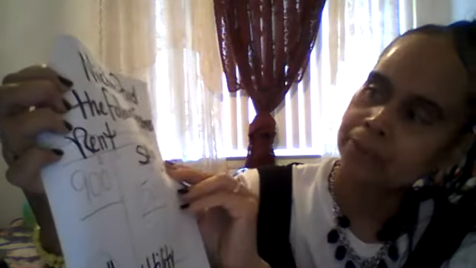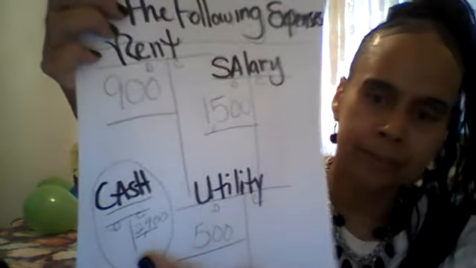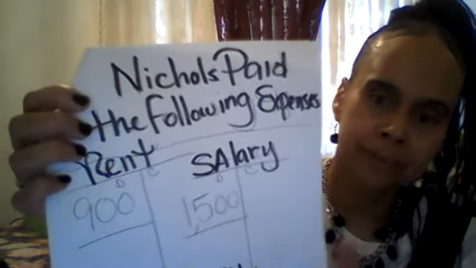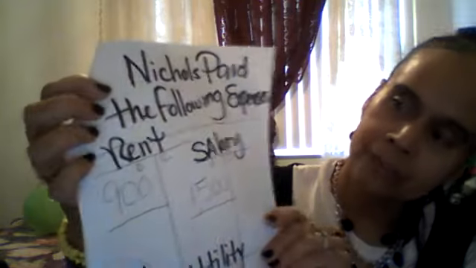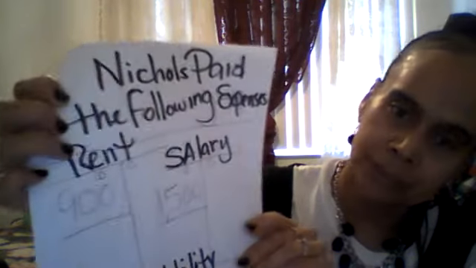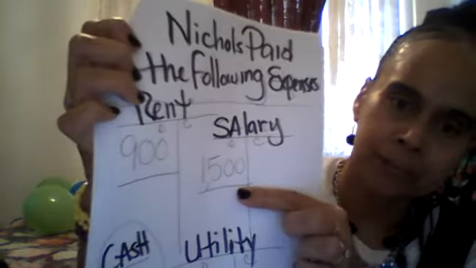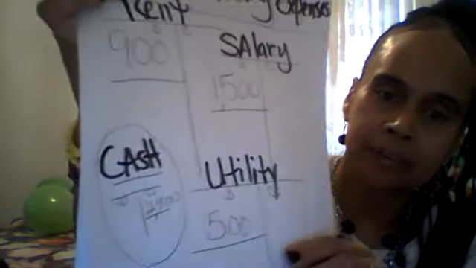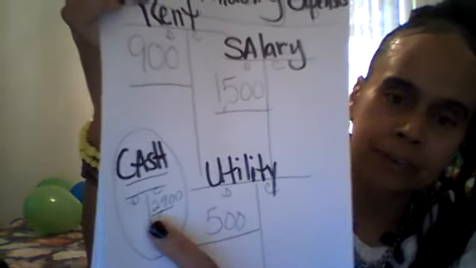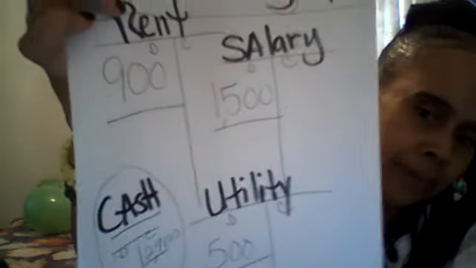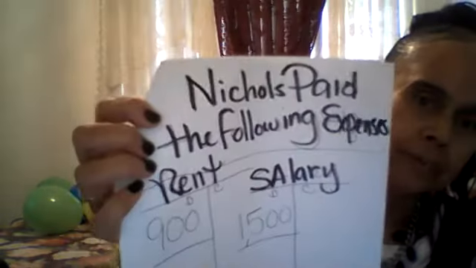Yes, Nichols paid the following expenses. So like I said, rent, salary, utilities, and then it comes out of the cash account. So you paid the expenses: $900 for rent expense, salaries expense $1,500, then you have your utilities expense $500, and so the total coming out of cash, a credit to the cash account, is $2,900. So that's that one.